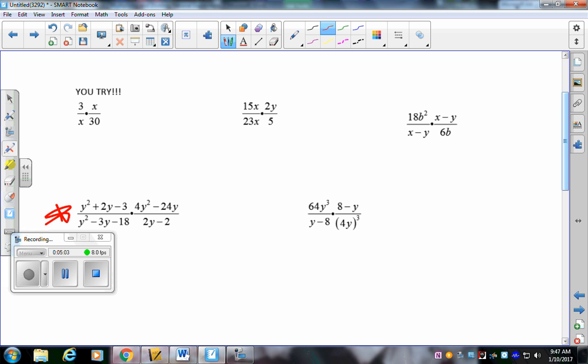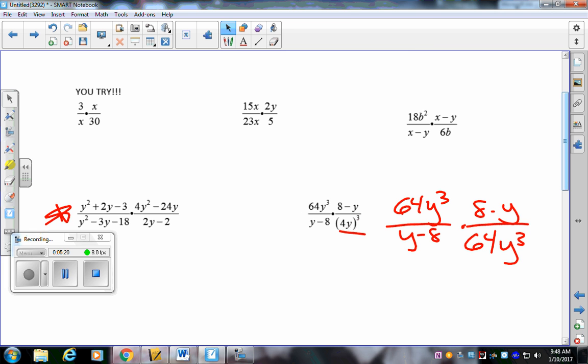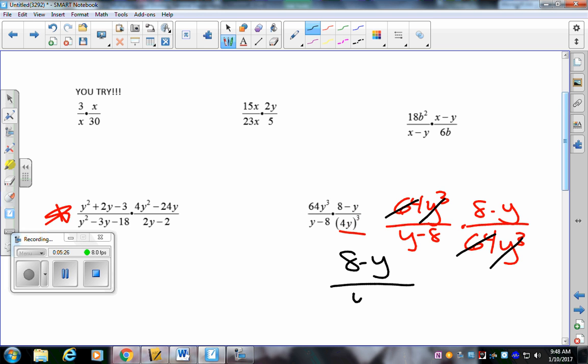So first of all, there's nothing to factor, but let's take a look at this denominator here. 4 to the third and y to the third. We should probably figure out what that equals so I know what I can reduce. And when you do that, 4 to the third power is 64, and y to the third power is y to the third. So what's nice here is that 64s cancel out. So I'm left with 8 minus y over y minus 8.